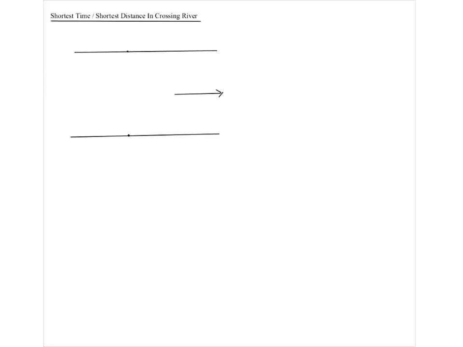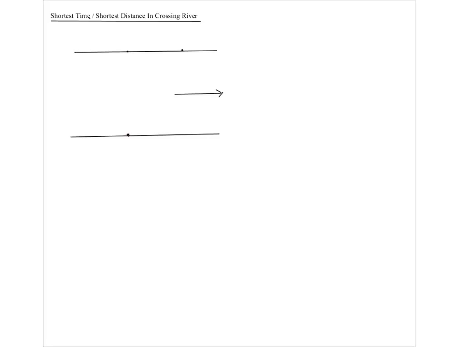So with respect to the river, you go perpendicular. The river will push you to the right. You will not reach this point. You will reach somewhere here. That's okay. Your intention was to reach the opposite shore as quickly as possible, not where on that opposite shore. So that's the strategy for shortest time. Go perpendicular with respect to the river, and let the river push you if it wants to, no problem. Okay? That is for shortest time.